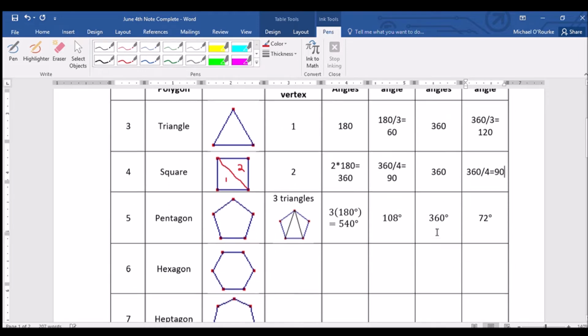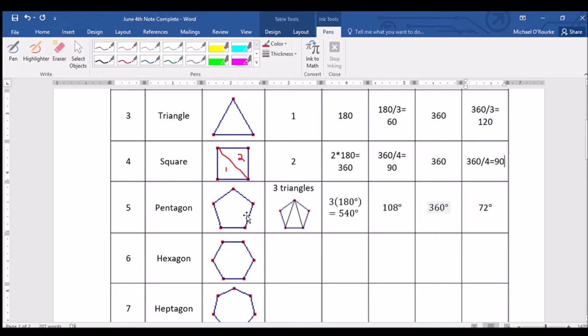Good. I'll walk you through the next one. I'll put brackets around this so it makes sense. I'm going to put the same thing up here. 1 times 180 equals 180. Good.